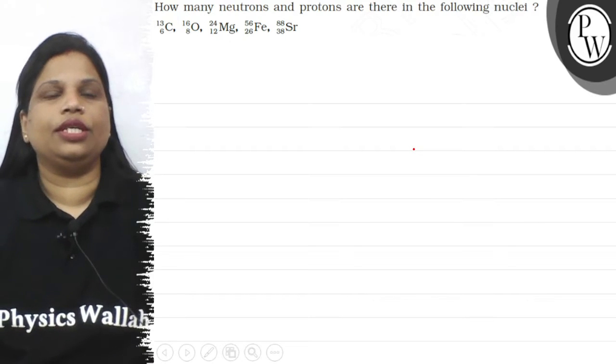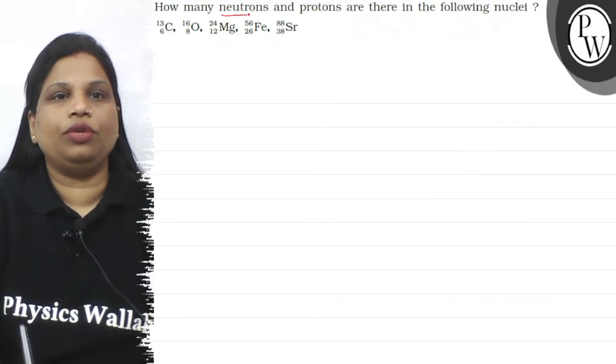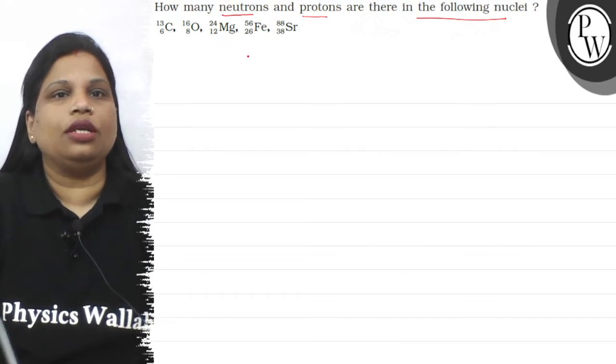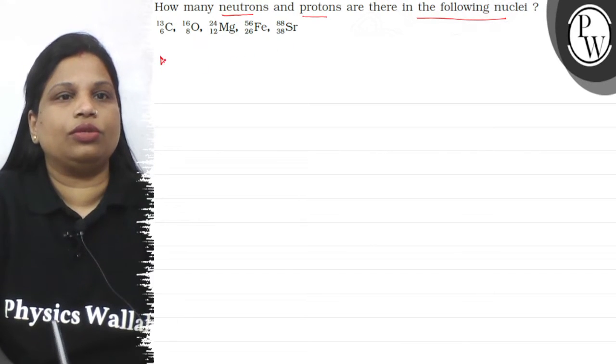Hello बच्चों, let's read the question. The question says how many neutrons and protons are there in the following nuclei. ठीक है, so these are the nuclei and let's do the question.